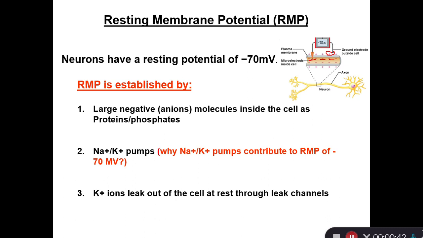Why do we have a resting membrane potential of negative 70 millivolt? There are three important reasons. Always the large negative ions are inside of the cell and not outside. Like the proteins and phosphates, which are negatively charged and are found inside the cell, making the inner side of the membrane negative in comparison to the outer side.